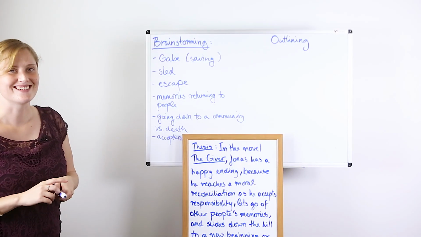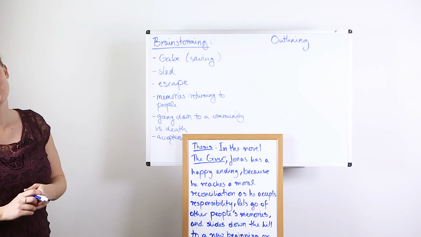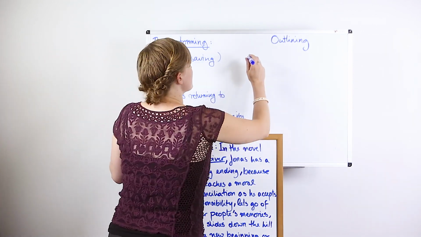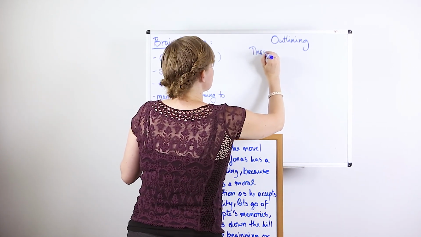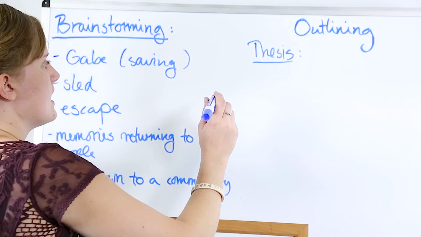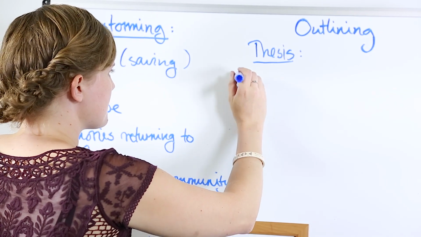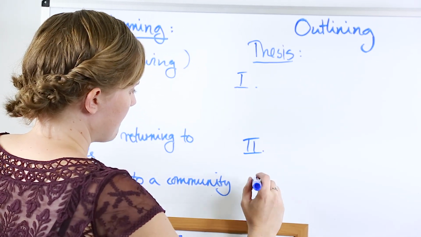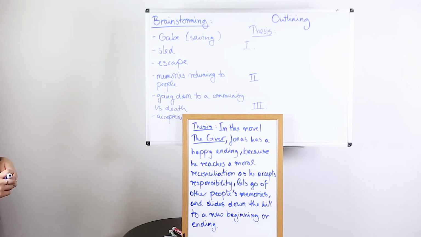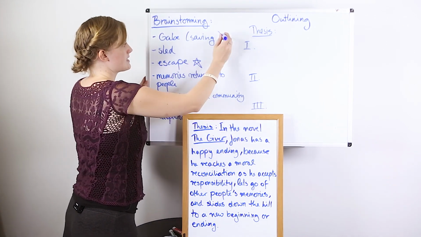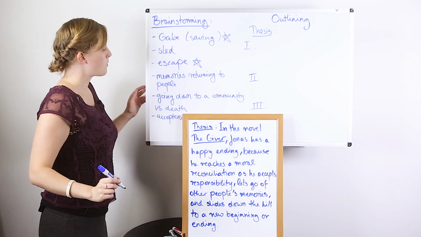So on your outline, start by writing the thesis. I don't have a lot of space, so I'm just going to write thesis, but you actually need to type it out. So, thesis goes at the top of your outline. Next, I'm going to list the body paragraphs, and I'm going to have 3 of them. When I'm looking at my brainstorming, I can see that escape and saving Gabe go together.